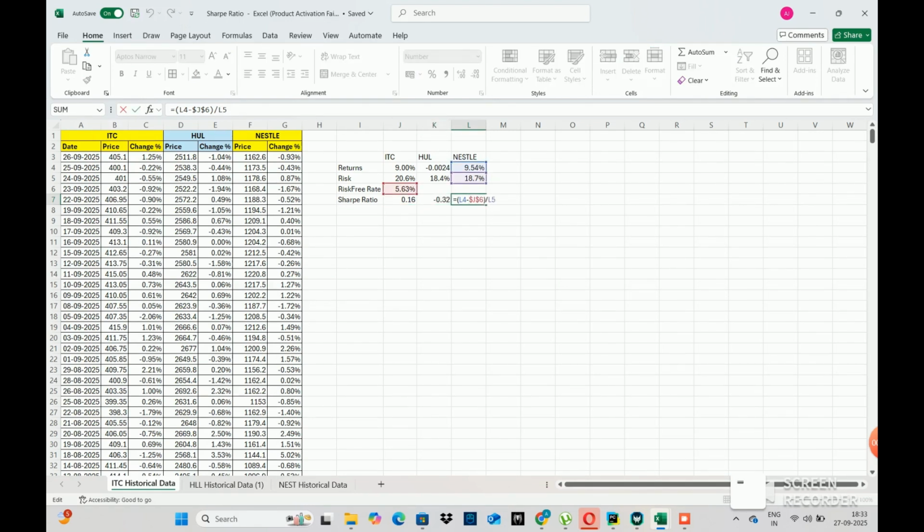A higher Sharpe Ratio when compared with another security indicates that the stock generated better risk-adjusted returns. A negative sign indicates the stock could not even generate more than the risk-free rate, a return you get without taking any risk. Clearly out of these three stocks, Nestlé is the winner, although none of them have a considerably good Sharpe Ratio.